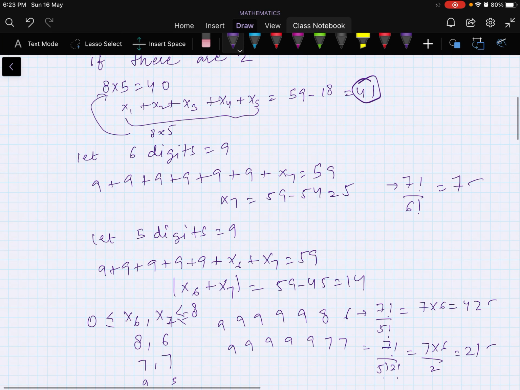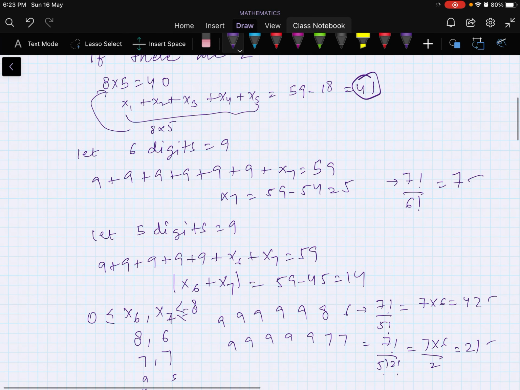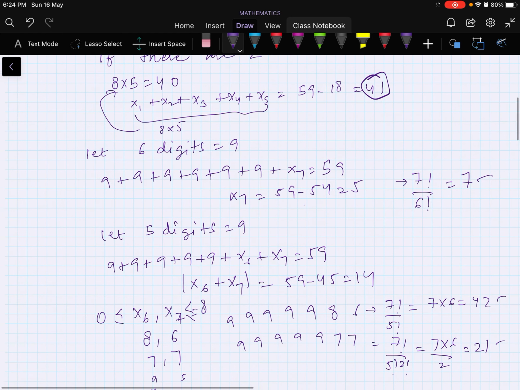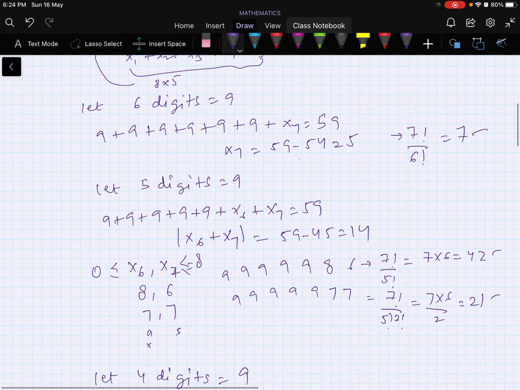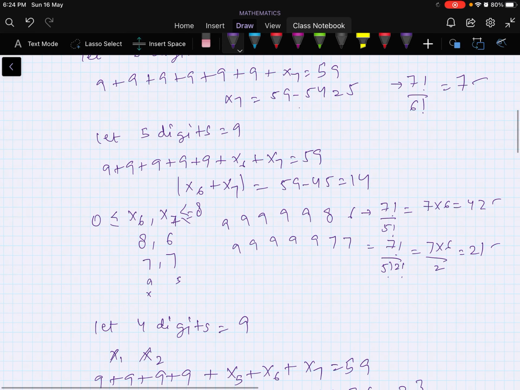We will start by supposing that there are 6 digits whose value equals 9. So 9 plus 9 up to 6 times, plus x7, where x7 assumes a value from 0 to 8, equals 59. So x7 equals 59 minus 9 into 6, that is 54, so x7 equals 5. How many solutions are possible here? Since 7 digits means 7 boxes, by the rule of permutation we have 7 factorial, and since 6 items are identical, 7 factorial upon 6 factorial equals 7.